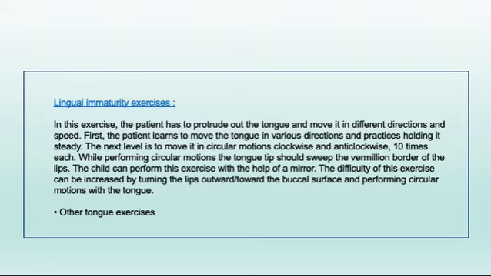Lingual imitatory exercise. In this exercise, the patient has to protrude the tongue and move it in different directions and speeds. First, the patient learns to move the tongue in various directions and practices holding it steady. The next level is to move it in circular motion, clockwise and anti-clockwise, 10 seconds each. While improving the circular motion, the tongue tip should sweep the vermilion borders of the lips.